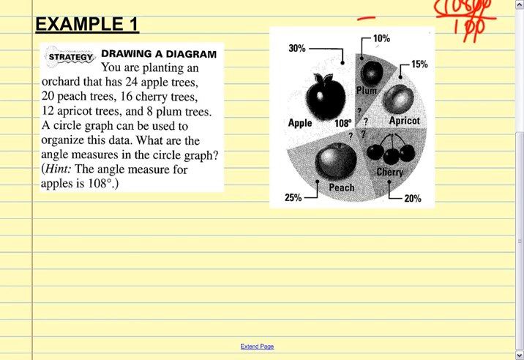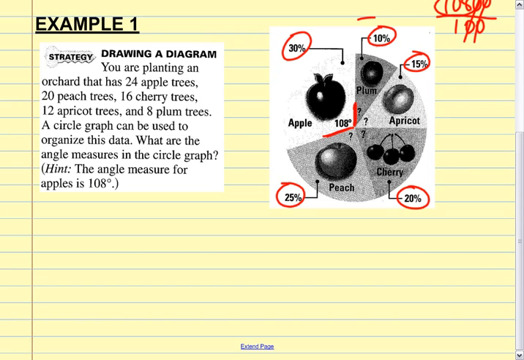A circle graph can be used to organize this data. What are the angle measures in the circle graph? Now look, they've given us the circle graph, right? And they've said that peach is 25%. They went ahead and gave us the percents. Here's what they want us to do. They want us to find out how many degrees are in each of these angles, where apples are 108 degrees.